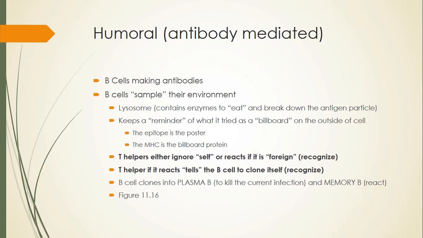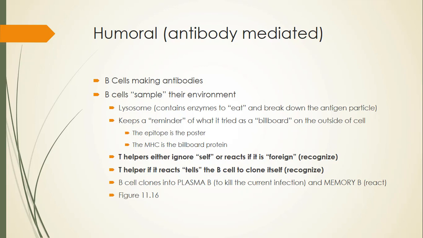Any T cell that doesn't ignore it basically gets killed. A little harsh, but it gets killed because they're not supposed to react to self epitopes. Okay, but if it's foreign, then they know what they have to do. So the T helpers that are floating around, the mature T helpers, come out into the bloodstream and into the tissues, and they either ignore the self, which is what they're supposed to do, sometimes it goes wrong, or they react if it's foreign. This is part of the recognition stage.